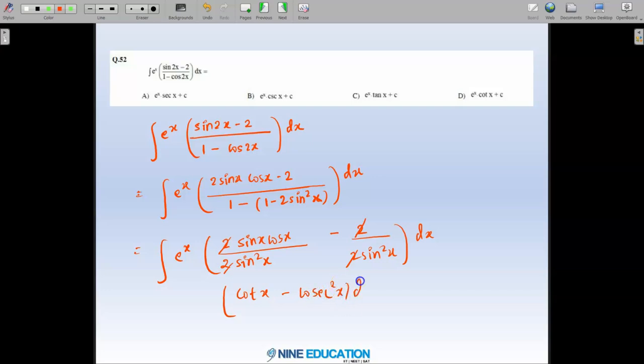So again this is the same property that we observed in the first question. It is integration of e power x, this cot x is the function and minus cosec square x is its derivative. So the answer will be e power x cot x plus constant c. Option D is the right answer.